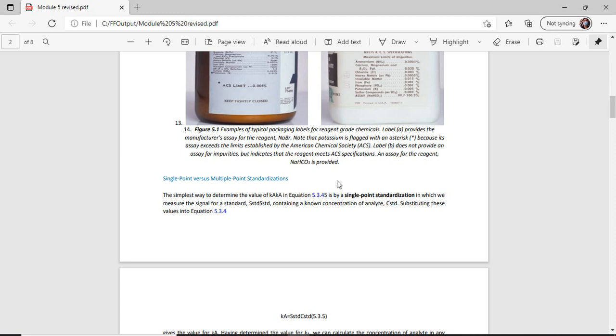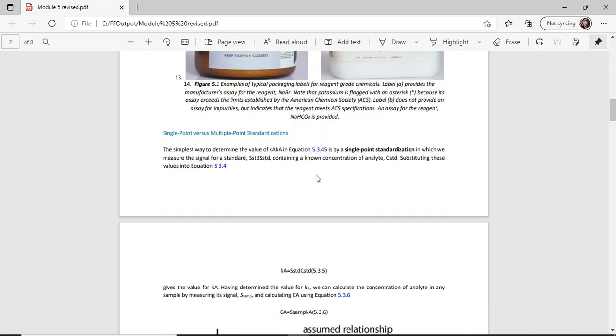Now let's proceed to the two ways of standardization. You have single point and multiple point standardization. The simplest way to determine the value of kA for our equation is a single point standardization, in which we measure the signal for your standard, S_std. It stands for your sample standards containing a known concentration of your analyte. Then you have C for concentration and STD for standard.